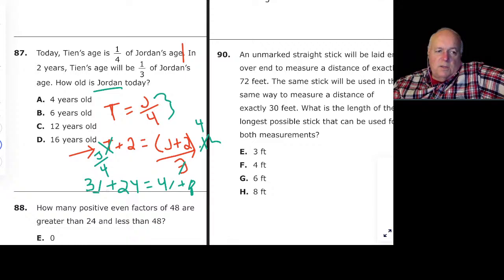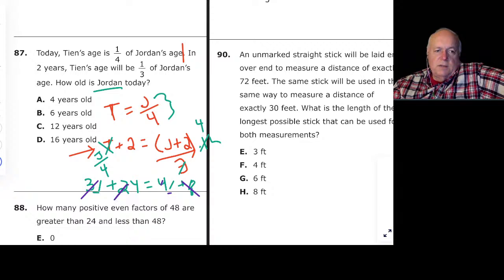I can get rid of this 3j here: subtract 3j on both sides. This 4j goes away to be 1j, so all we're left with now is j. Then I can subtract 8 from both sides, so we get rid of that, right? And if I get rid of it here, this becomes 16. And that's it, I'm done.